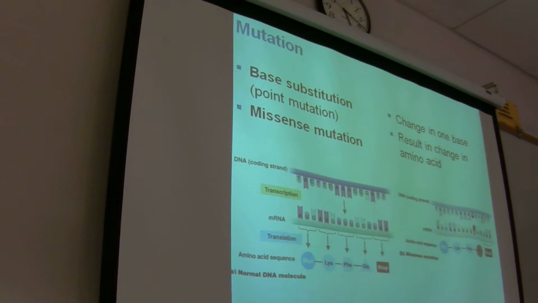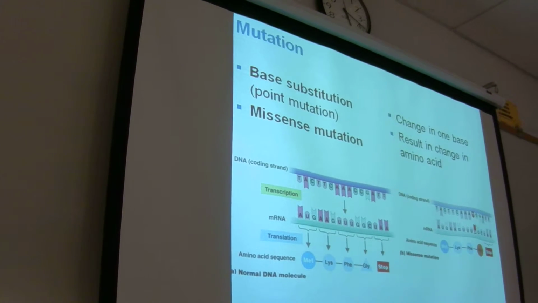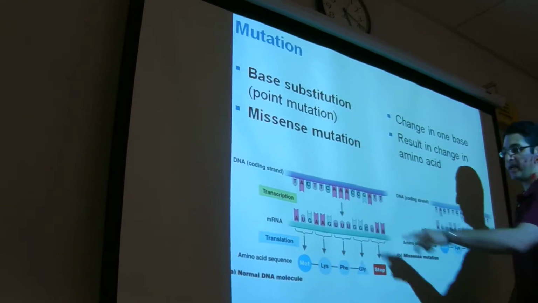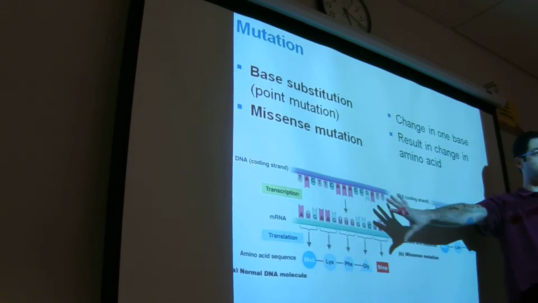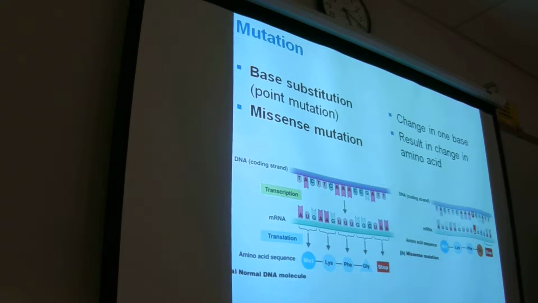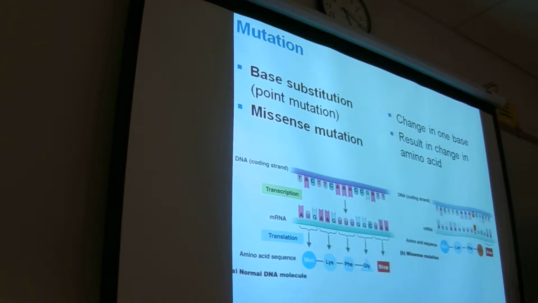Okay, so the first one is the base substitution mutation. It's also called a point mutation. Basically, a single nucleotide gets changed from what it's supposed to be to a different nucleotide. So in this case, you have these 3 A's followed by a C. That's the normal situation. For whatever reason, when it's being copied, usually there's a mistake. DNA polymerase adds the wrong nucleotide. And so this C that comes after these 3 A's accidentally got turned into a T.